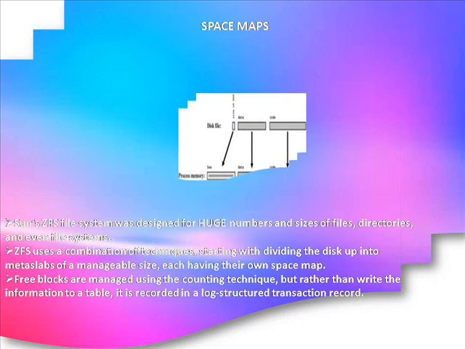Space maps. Sun's ZFS file system was designed for huge numbers and sizes of files, directories and even file systems. ZFS uses a combination of techniques, starting with dividing the disk up into metaslabs of a manageable size, each having their own space map. Free blocks are managed using the counting technique, but rather than write the information to a table, it is recorded in a log structured transaction record.